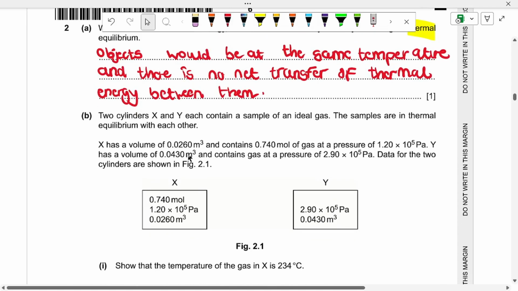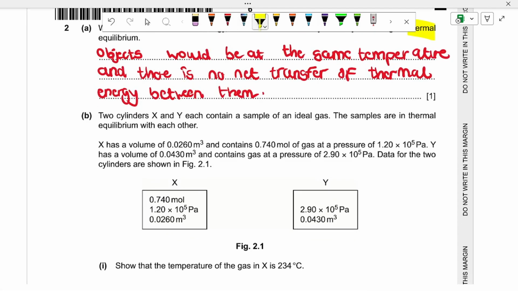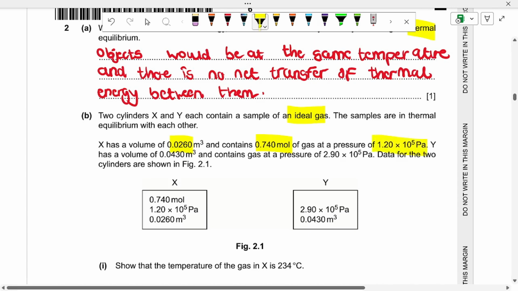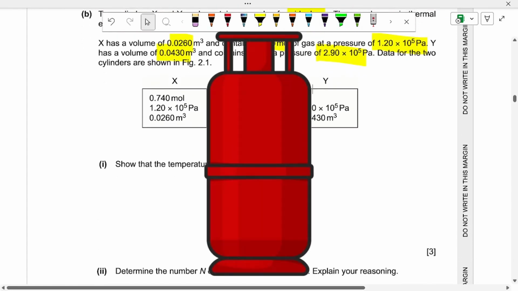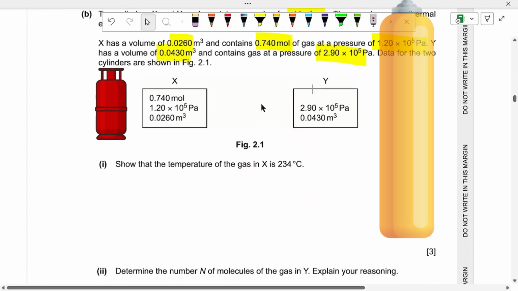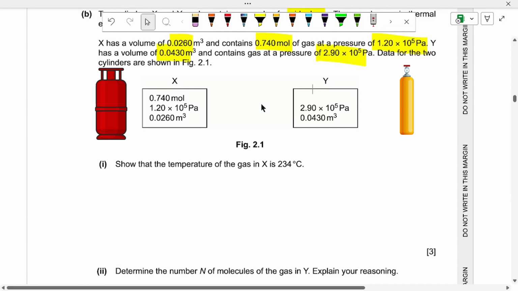Two cylinders X and Y each contain a sample of an ideal gas. Now the samples are in thermal equilibrium with each other. X has this volume and contains this number of moles at a pressure like that. Y has that volume and contains gas at this particular pressure, and data for that has been given. So I have two cylinders. Let's put them: cylinder X and cylinder Y, and they both meet that certain criterion.